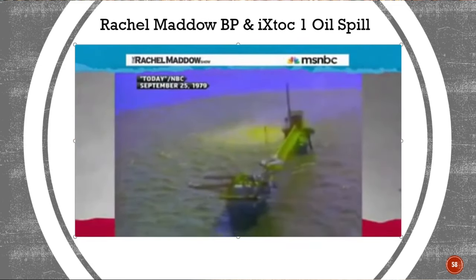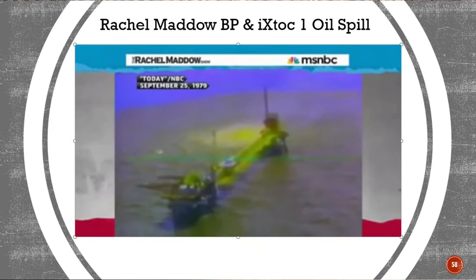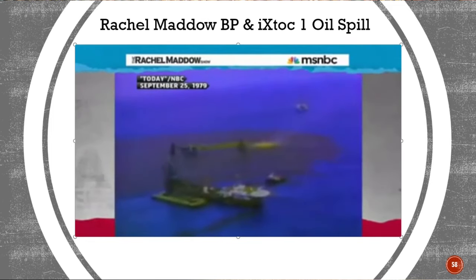Two relief wells are still being drilled to relieve pressure on the blown-out well, so it eventually can be capped.